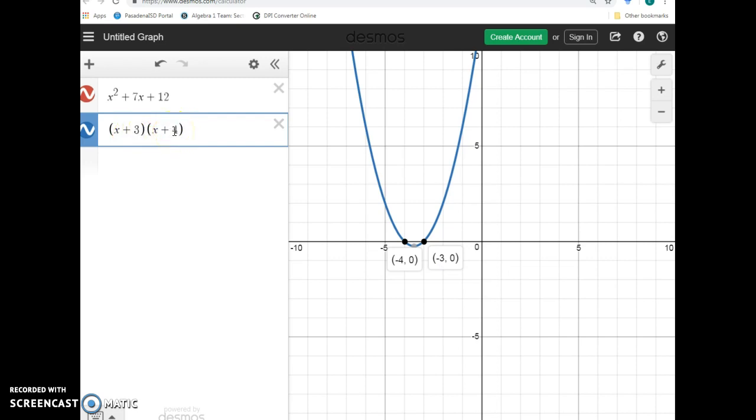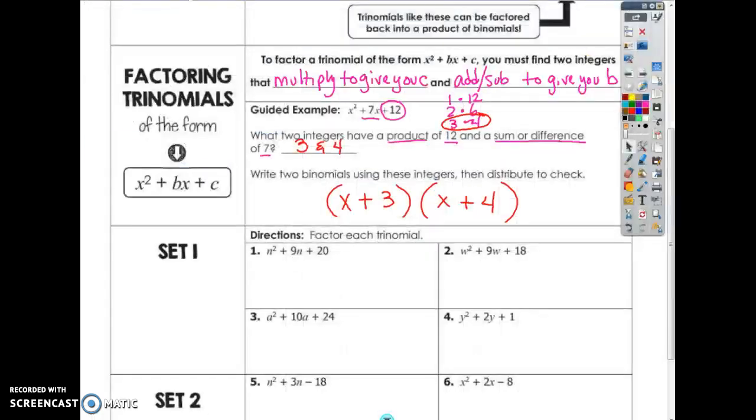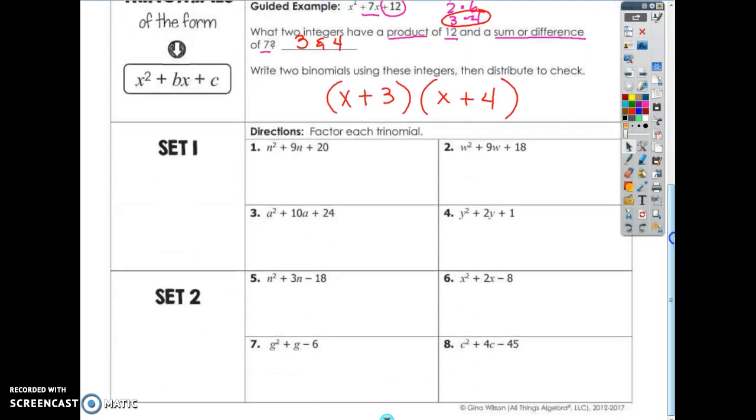Okay, that's the easiest way that I can show you to do it. So let's do some examples. Let's do problem number 1. Remember, if I do the box, the positive 20 goes here, and the n squared goes here, and then the sum or difference of these two would be that 9. Okay? That's another way for you to remember. So I need two numbers that multiply and give me 20 and add or subtract to give me 9. So give me factors of 20.